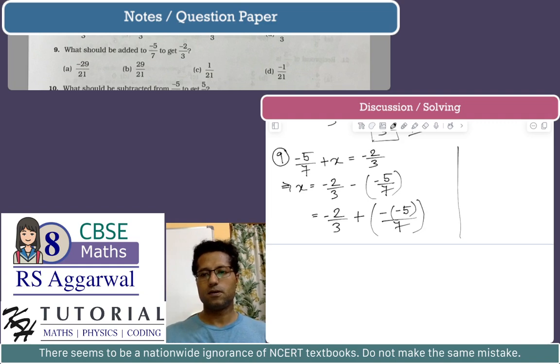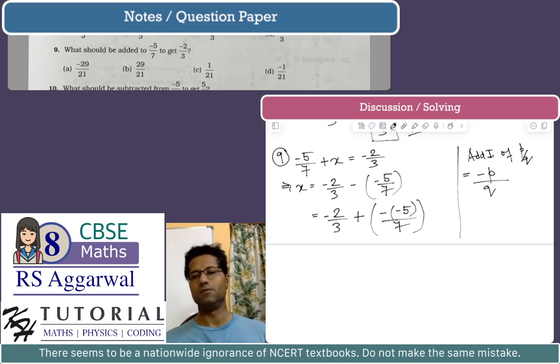What is additive inverse? I am writing "additive inverse" in short for a rational number. Additive inverse of P by Q. How do we find the additive inverse of a rational number P by Q, where P and Q could be either positive or negative? You just negate, take the negative of, or change the sign of the numerator. So minus P by Q is the additive inverse of P by Q. So that is exactly what we have done.